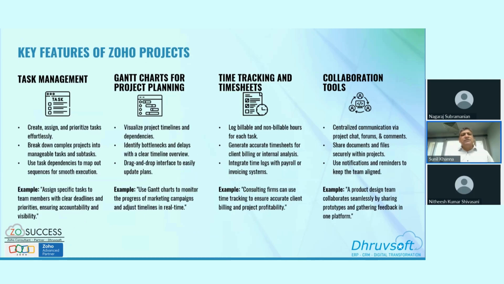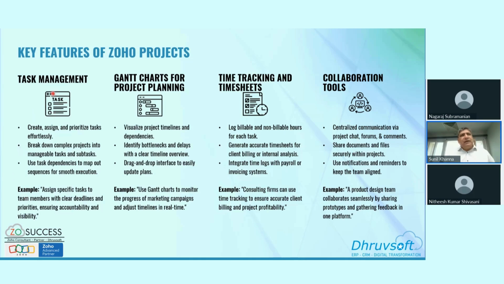So if you look at the key features of Zoho Projects, starting with the task management. So you can plan your project, you can plan different tasks that you have, you can assign these tasks to individuals or more than one individual, you can prioritize those tasks, you can break those tasks into subtasks, you can create task lists. So you have all these different features that are available in task management. An example is, if you want to assign a specific task to a team member with a clear deadline with priorities, you can do that with the help of the task management feature.